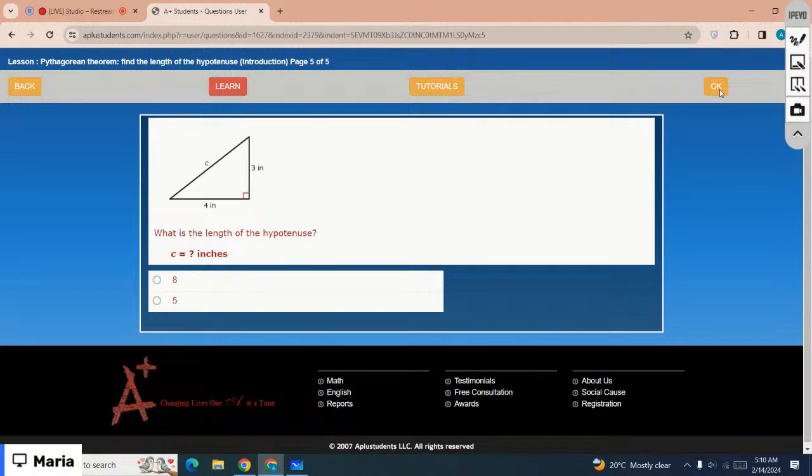Yes, that is again C equals 5. The correct option is 5. The correct option is C equals 5.